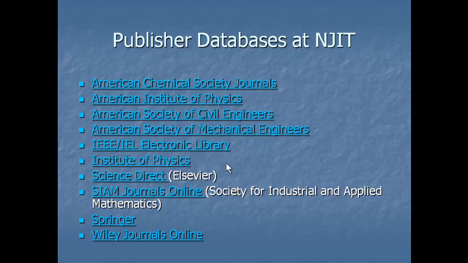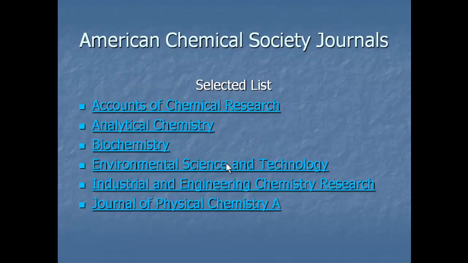So very often you'll do a search in SciFinder or Scopus and it will lead you to the full text database which has the actual article that you need. Okay, here's a selected list of American Chemical Society journals that we have here at NJIT.